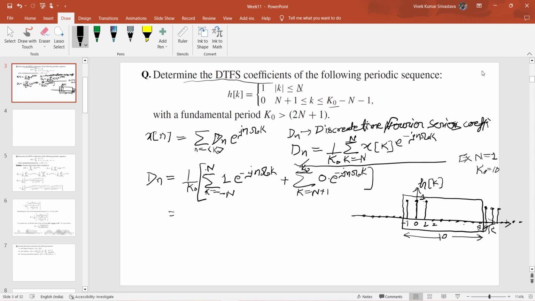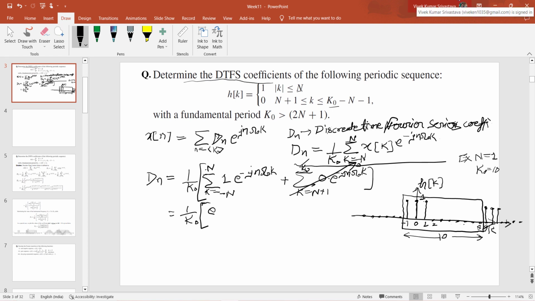Okay, so now let us solve this. So this will be 1 over k naught. So this whole term will be 0 because it is multiplied with 0. So only this term will be present here. Okay, so we can solve this. So this will form basically a GP series. So to solve this we will use the expression of GP.